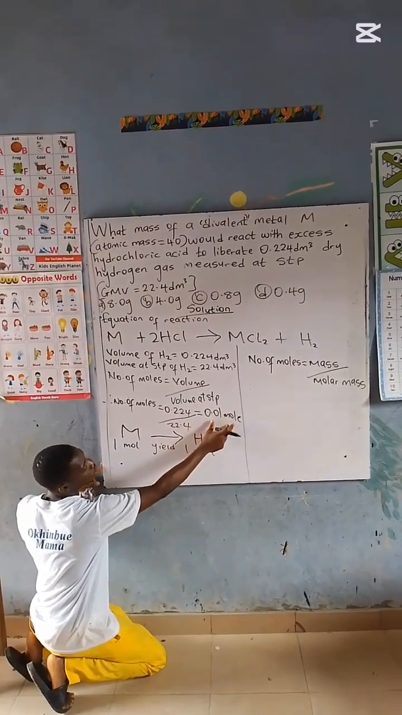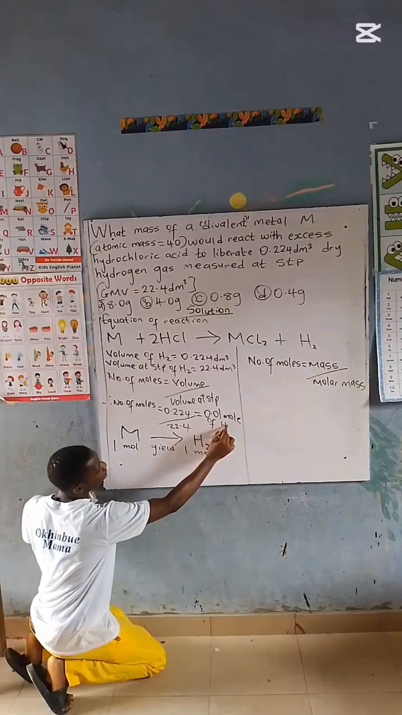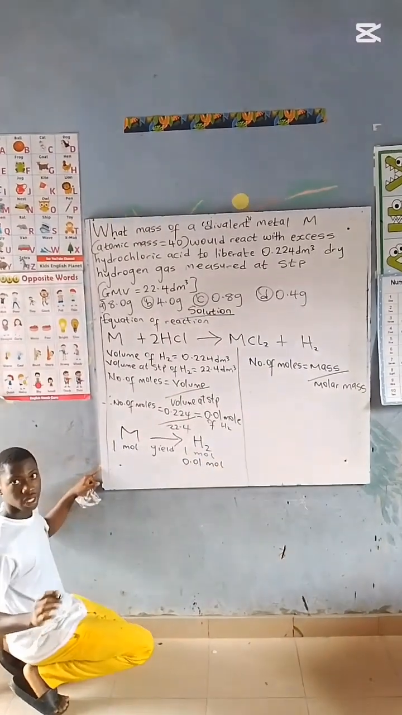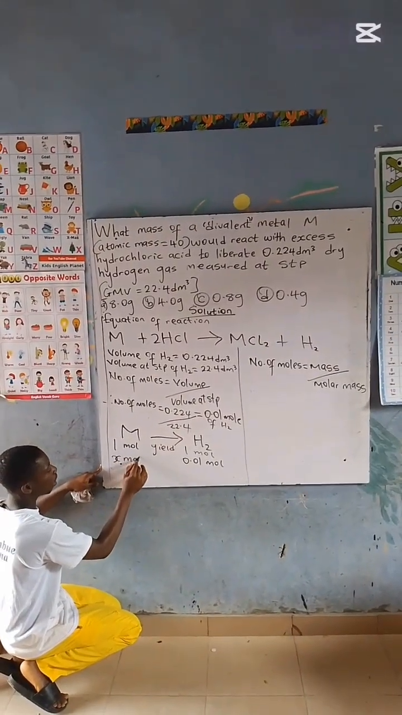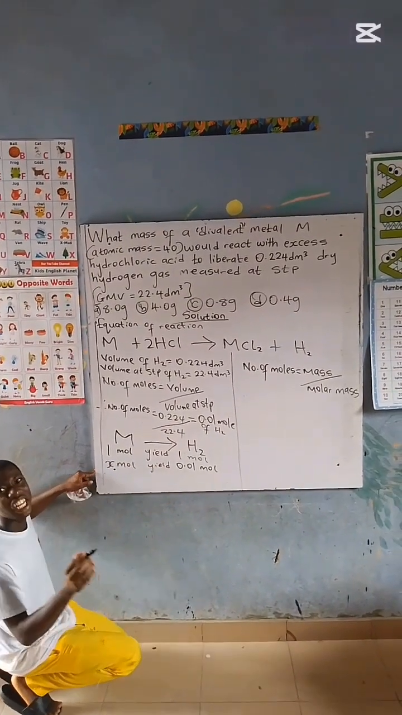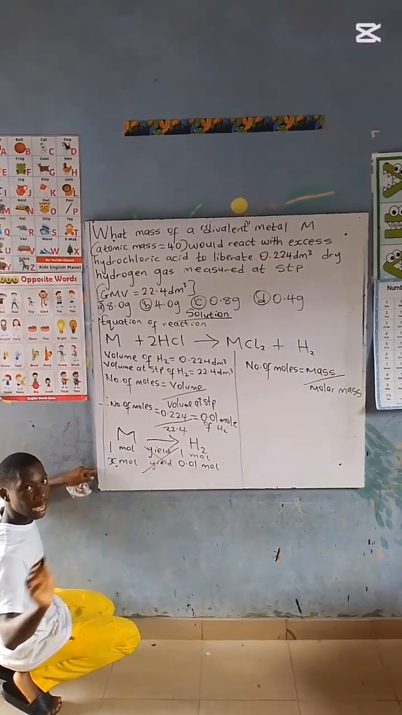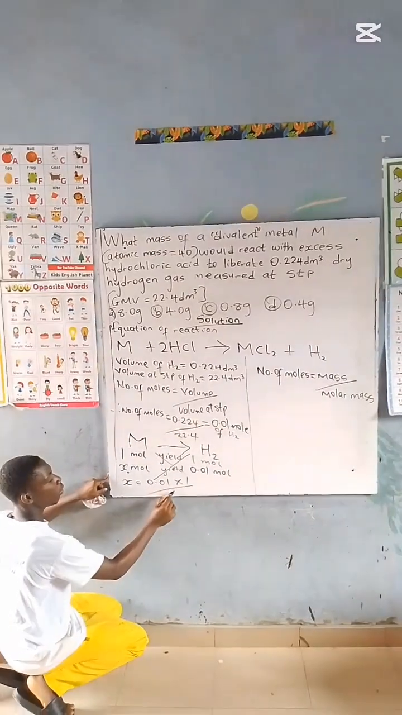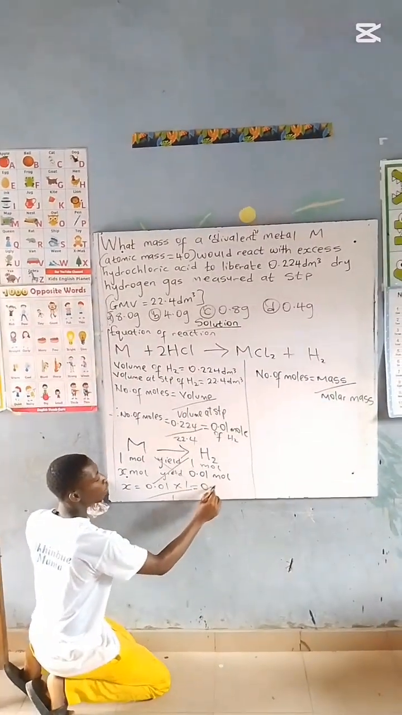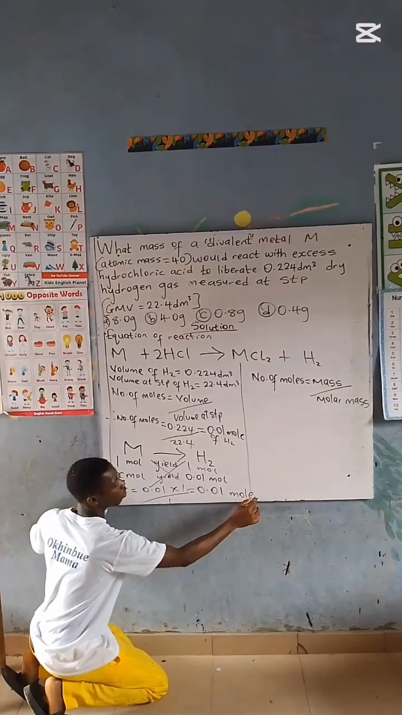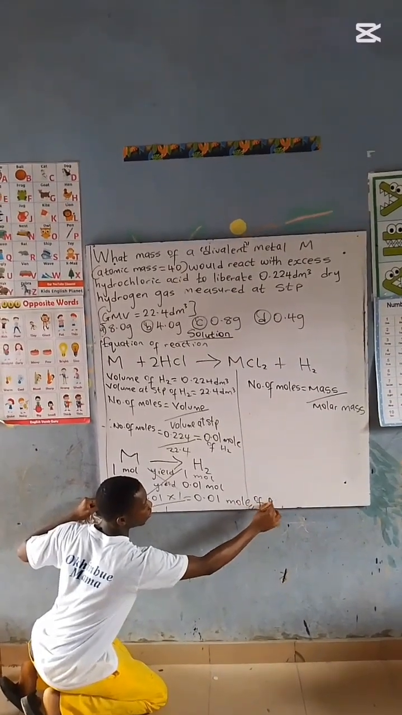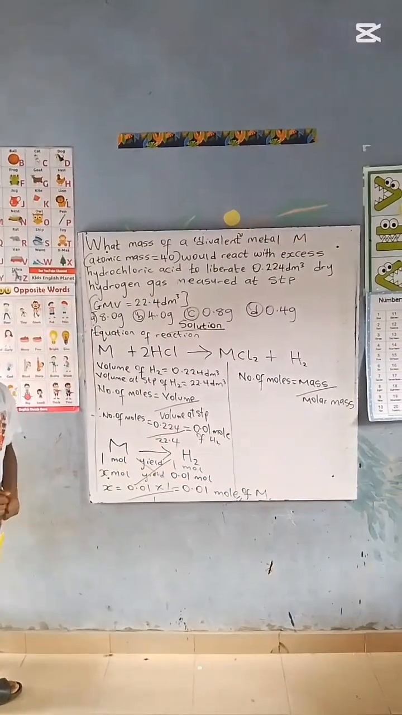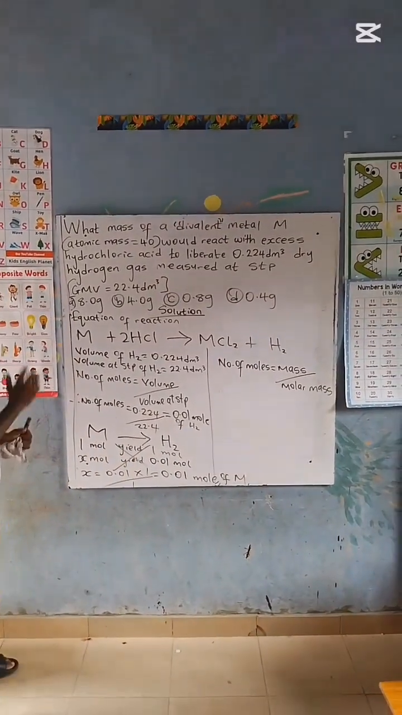Therefore, this 0.01 mole is of the hydrogen gas that we just solved for. So this 0.01 mole of hydrogen gas will give us what? X mole of metal, so that we can form a relationship. When you cross multiply, X will be what? 0.01 times 1 divided by 1, which is 0.01 mole of the divalent metal. So we've gotten the number of moles from that of hydrogen gas.